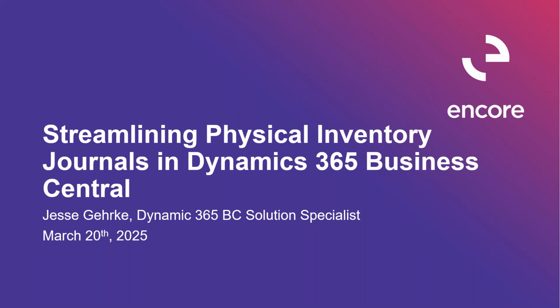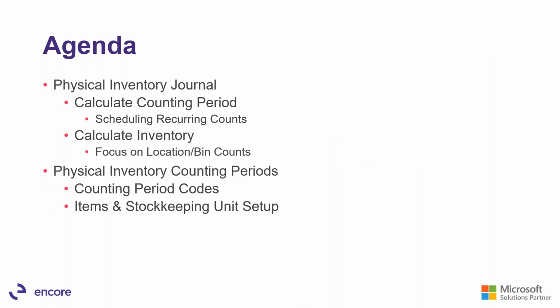Thank you for the introductions, Katie. Today I'm going to be covering processing the physical inventory journal within Business Central 365. For our agenda, we're going to be talking about the methods that you can use for processing the physical inventory journal. From a high-level perspective, there are two primary options: calculate by counting period, and doing a general calculate inventory.